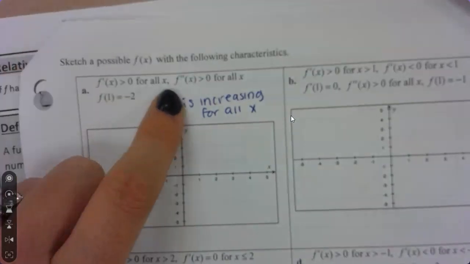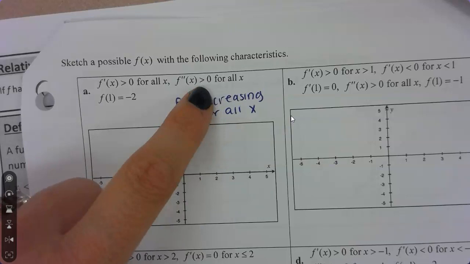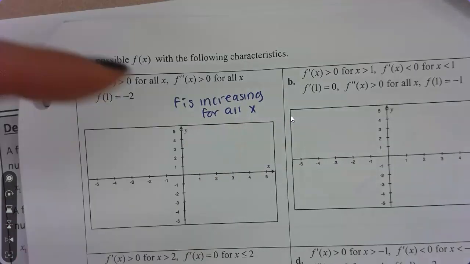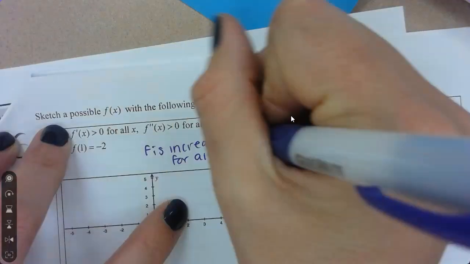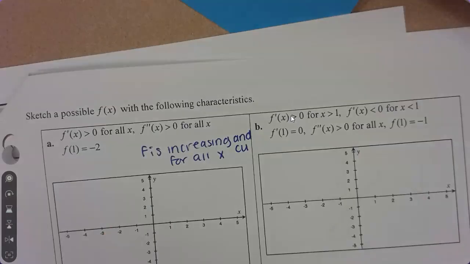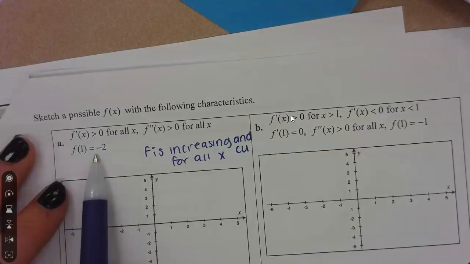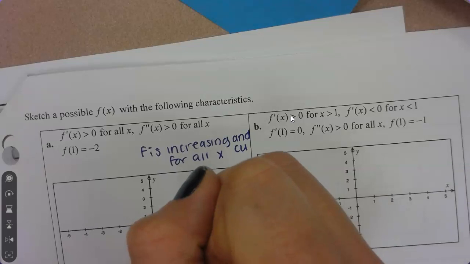The second derivative is positive for all x. So if the second derivative is positive for all x, f of x is both increasing for all x and, yeah, concave up. It passes through 1, -2.